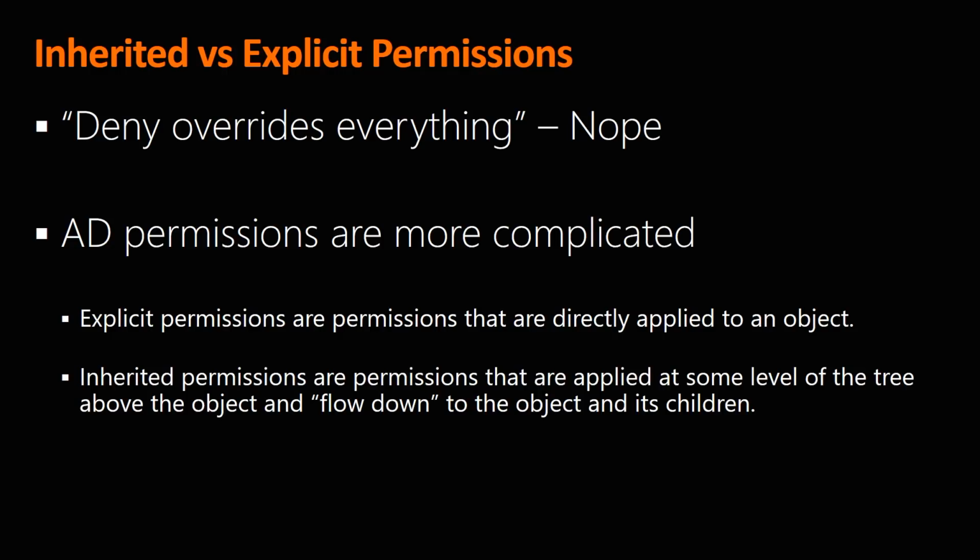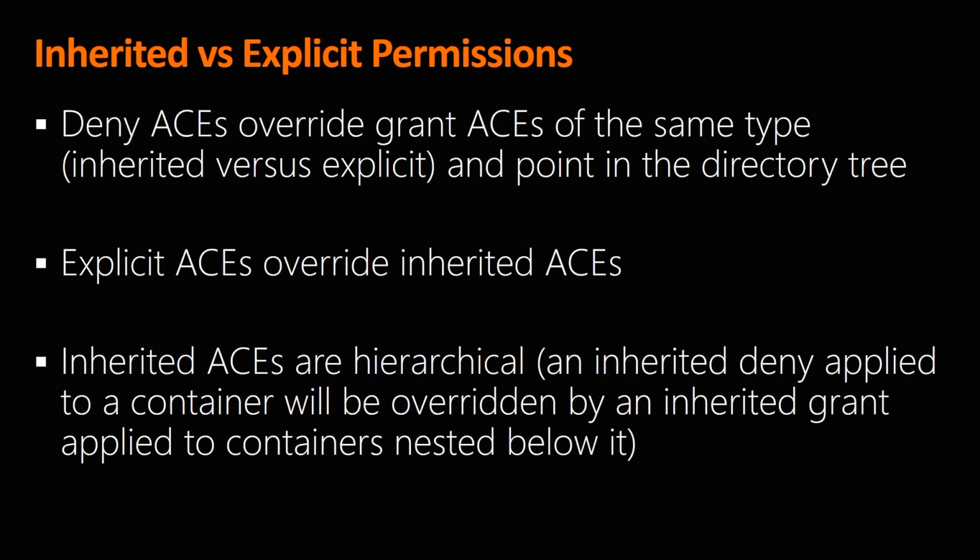When we are talking about the permissions in AD, you have to understand three rules. Deny ACEs override grant ACEs of the same type and point in the directory tree. Okay, so if on a single object on the same level we have allow and deny, deny will win. However, there is also a second rule. Explicit ACEs override inherited ACEs. So the permission that is nearer the object would apply, in plain English.